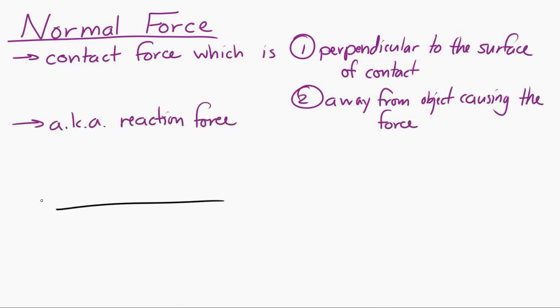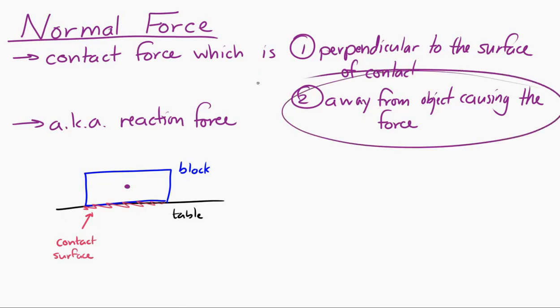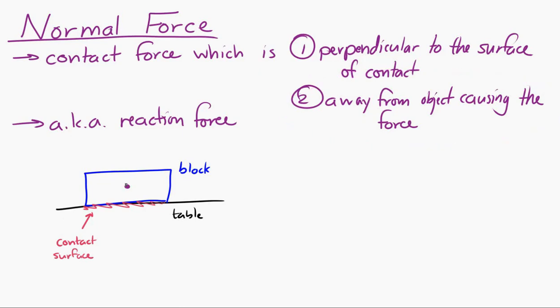Let's think back on that block that's sitting on a table. The block that's sitting on a table is in contact with the table. So there's going to be a normal force because it's in contact with something. And the definition says that the force will be perpendicular to the surface of contact. So, okay, the surface of contact is between the block and the table. And perpendicular to that could either be up or down. Well, the second thing says it's away from the object causing the force. So the object causing the normal force on the block is the table. That's what's in contact with the block.